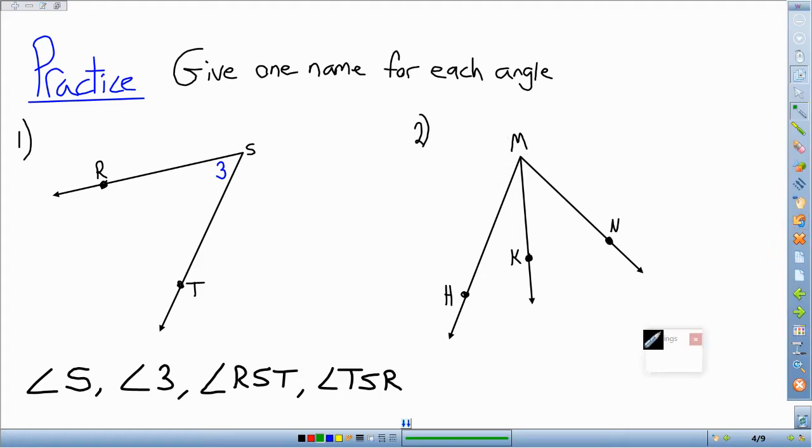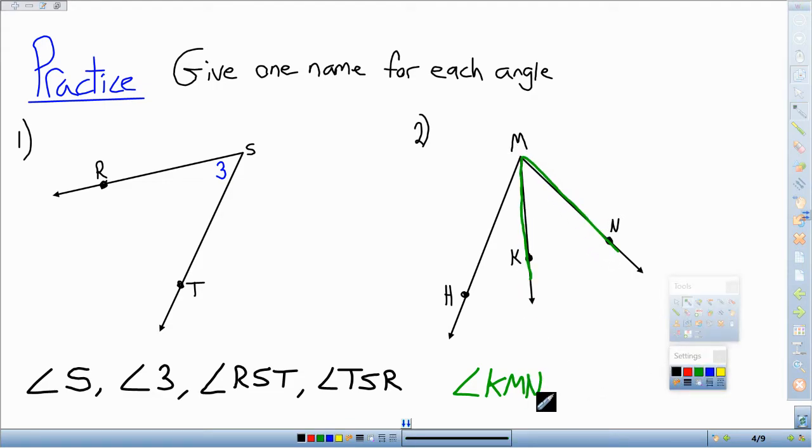Okay, so let's go to number 2. As you know, there are 3 angles here. Let's name them off. Let's start with the one I just named, angle KMN. We'll keep the colors there. Just so you know, we could have also gone the other way and called it angle NMK. The next one I notice is the one on the left here. I'm going to call it angle HMK.